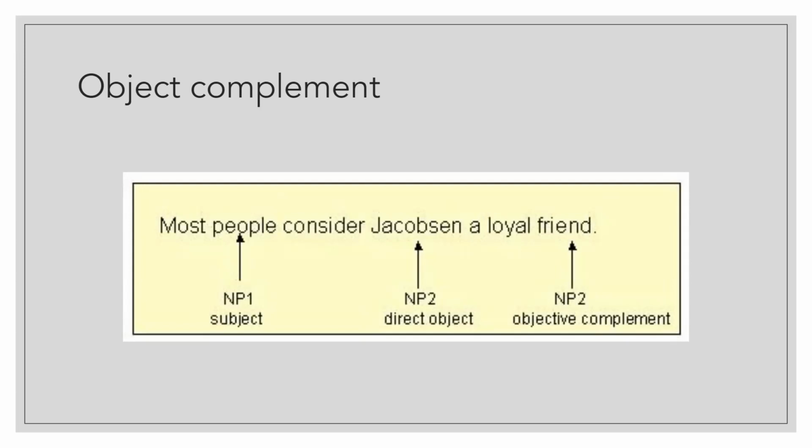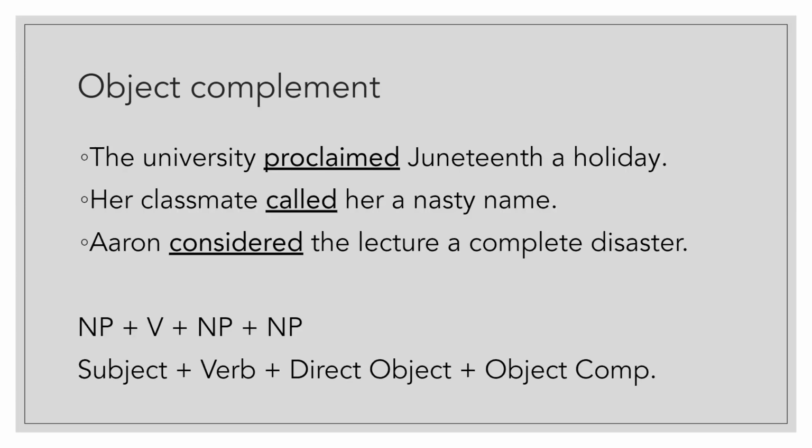And I'm saying Jacobson is a loyal friend, right? If I can take those two noun phrases and link them with the be verb, then I know I've got an object complement. Who is the loyal friend? Not the people, Jacobson. Jacobson is the loyal friend. So that's my direct object, and my object complement.